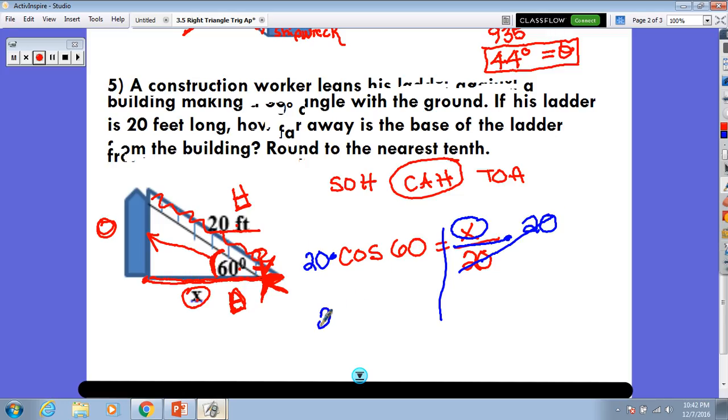I just have to type this in my calculator just like this. So 20, then I hit just the cosine button. Notice we did not hit inverse. We didn't hit second first. We just hit cosine, and then 60, and close your parenthesis. And so we get x equals 10. The units that we're using here are feet, so that means the ladder is 10 feet away from the base of the building.